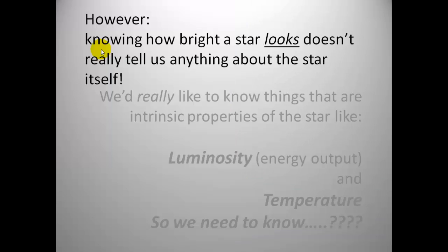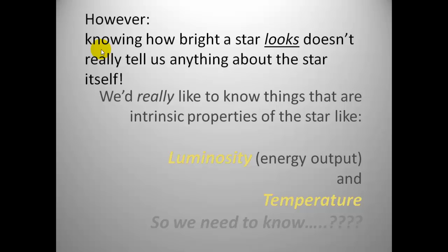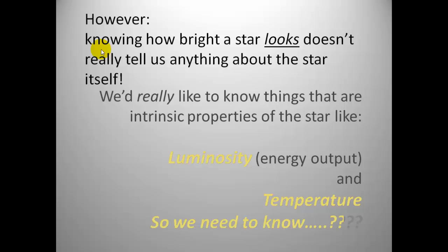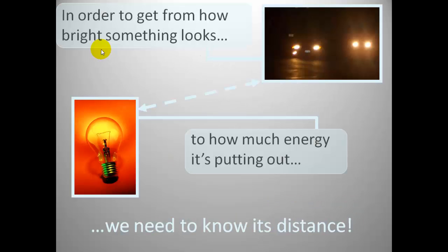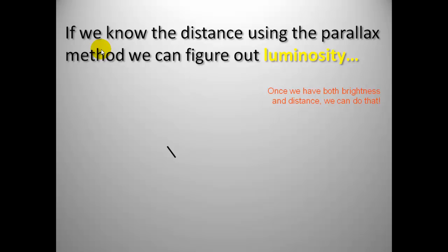So knowing how bright the star looks doesn't really tell us how bright the star actually is. We need to find the luminosity to be able to work out the temperature. If we know the brightness, we also need to know its distance, how far away it is. We can use parallax to figure out the distance. Once you have the apparent brightness and the distance, we can work out its actual luminosity, its real brightness.